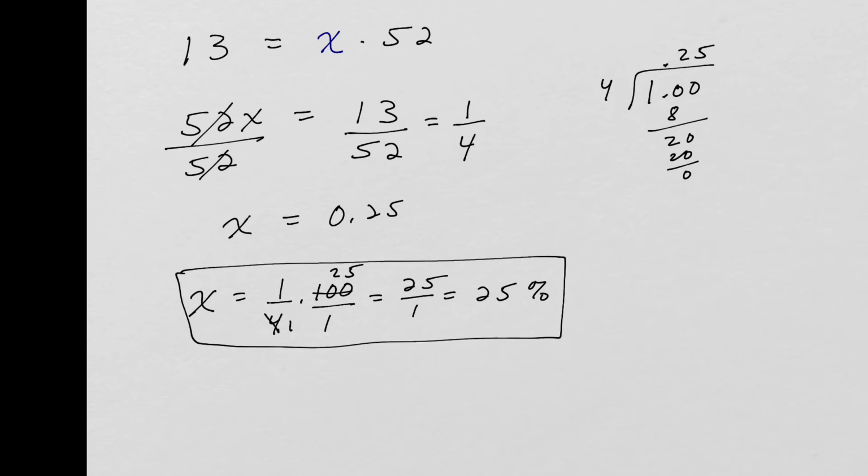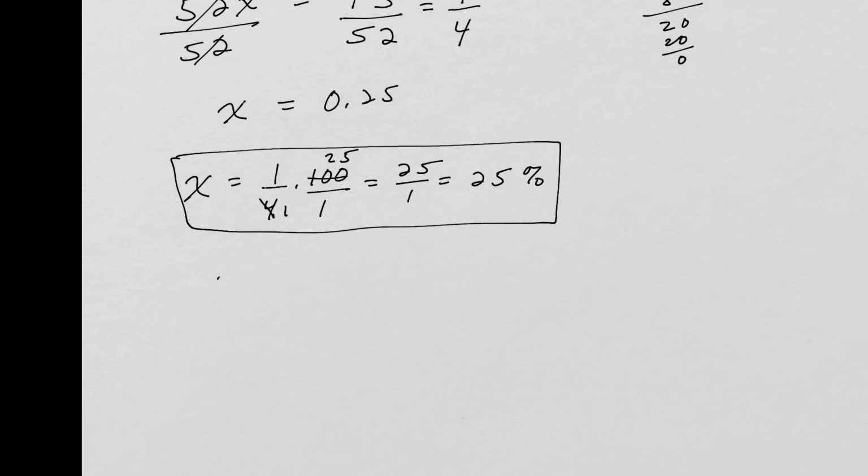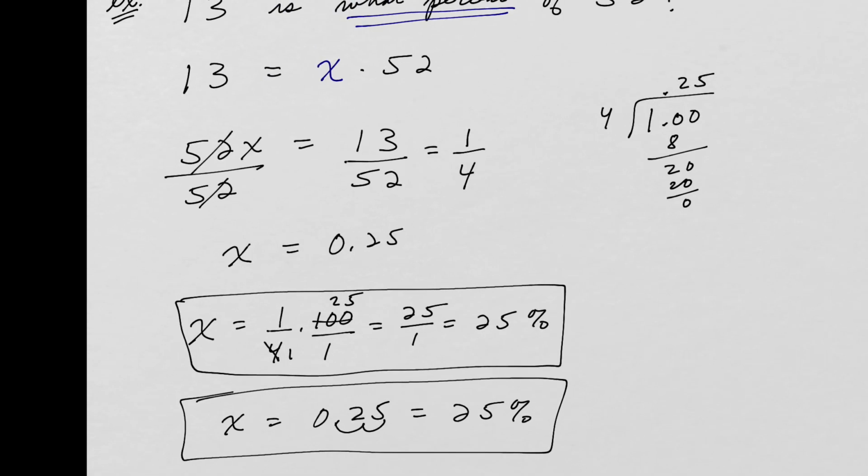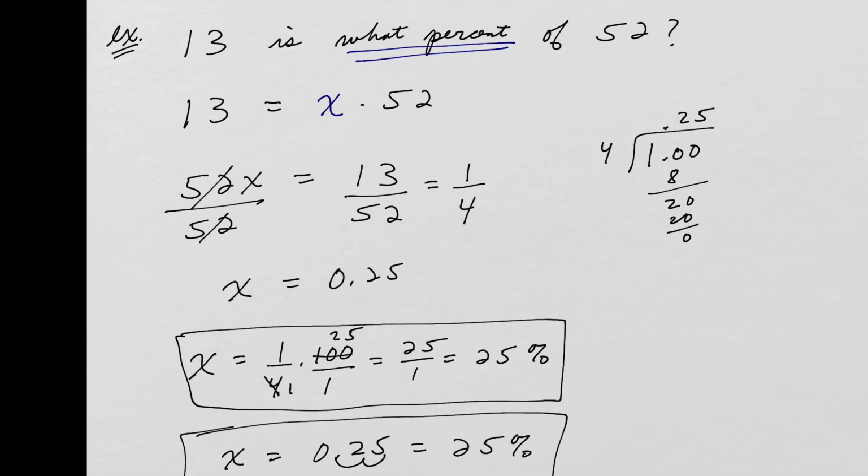Or you could multiply the decimal by 100, but remember that's the same thing as moving the decimal point 2 places to the right, right? So this becomes 25 and then put the percent. It's the same exact answer. Of course, it has to be the same answer. But you have the choice of either writing it as a fraction or as a decimal. But if the unknown is a percent, ultimately you have to multiply by 100 and put that percent sign there.